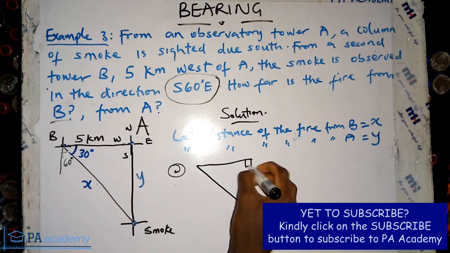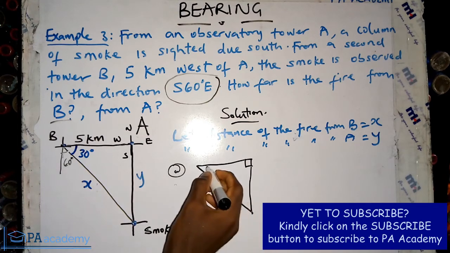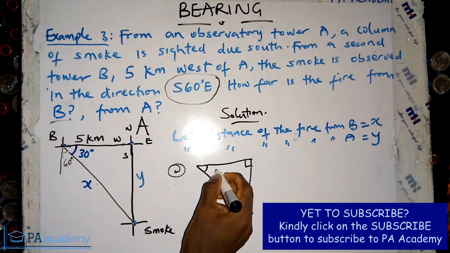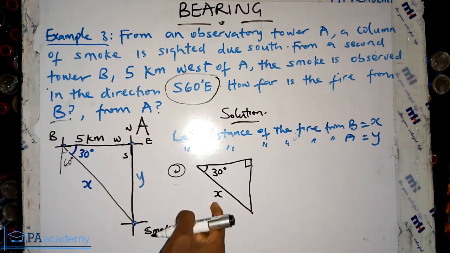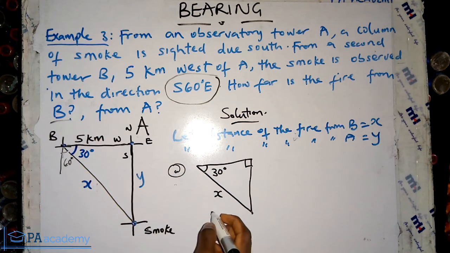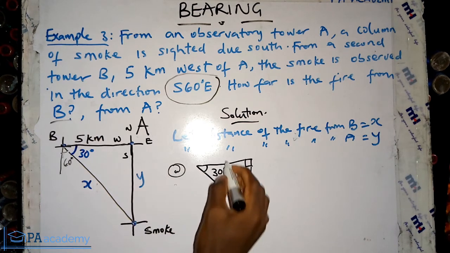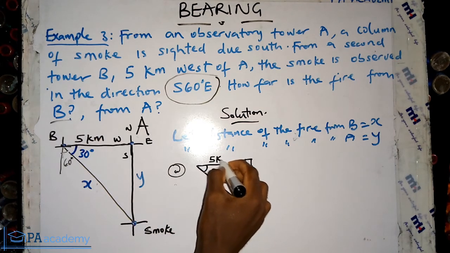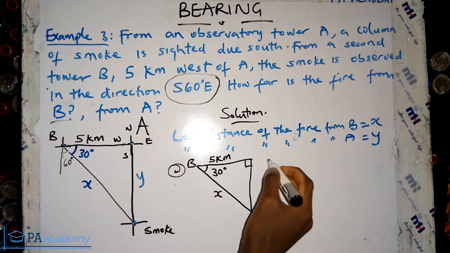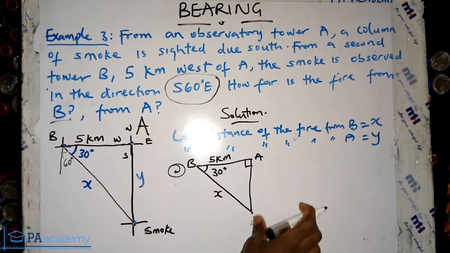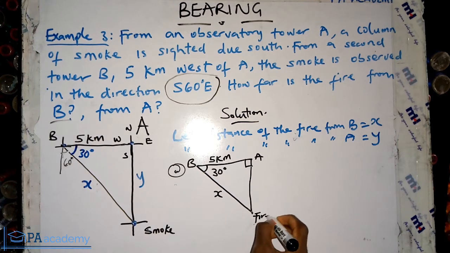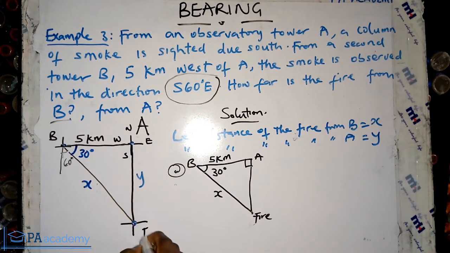So here is a right angle, 90 degrees. And here we have 30 degrees. This is what we are looking for, the X. And here we have this place to be 5 kilometers. This is our point B. This is our point A, and this is where, okay, let's call it fire. So this is the diagram. What we are looking for now is this X.